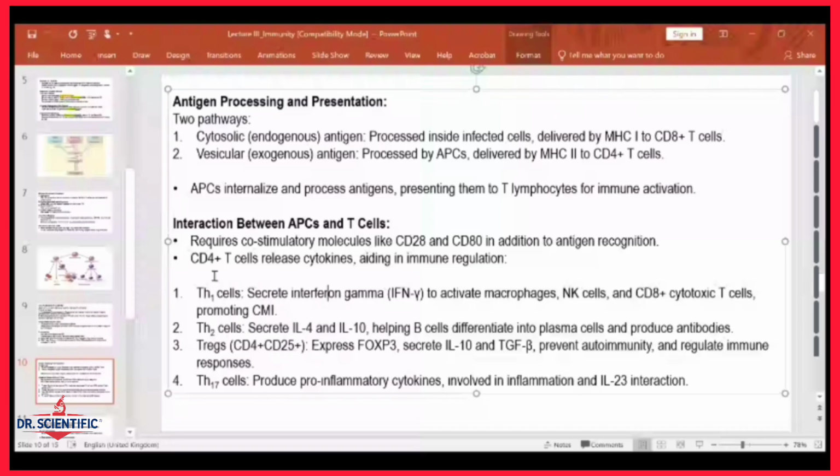So it's a class of CD4s, and their main work is to secrete what? Interferon gamma. And once interferon gamma has been secreted, that is the cytokine they produce, then it activates macrophages. We know what macrophages do. It activates natural killer cells. We've seen what natural killer cells do.